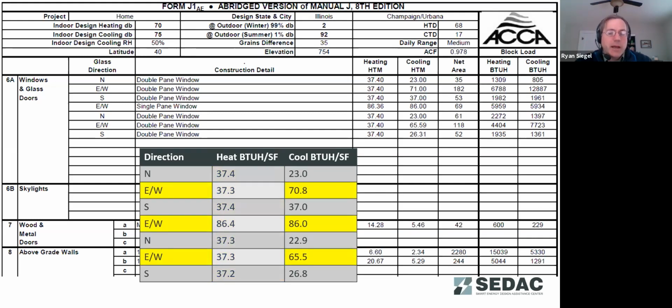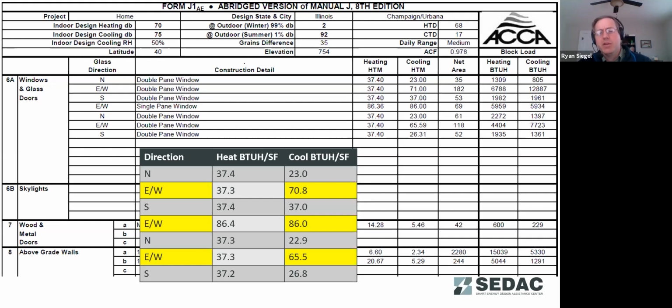In the cooling side, you see here, it really jumps out as far as direction is what really plays a big role for cooling. East and west windows are very heavily loaded. North and south, not as much. And here you can see, again, the double pane does give you a little bit of benefit over the single pane, but it's not quite as dramatic as it was on the heating side.